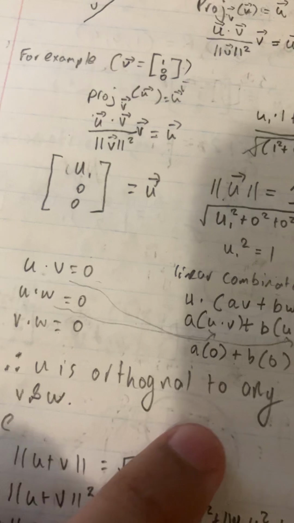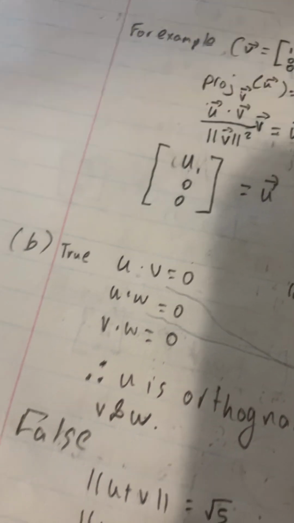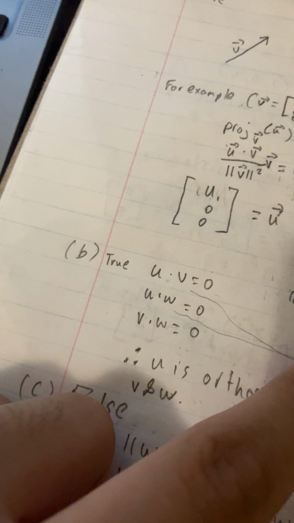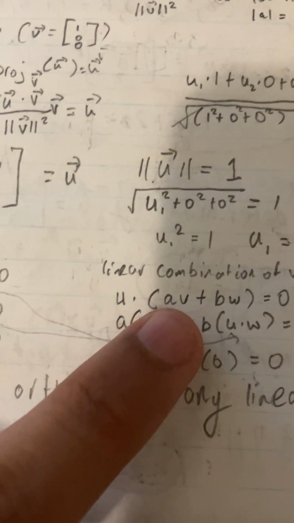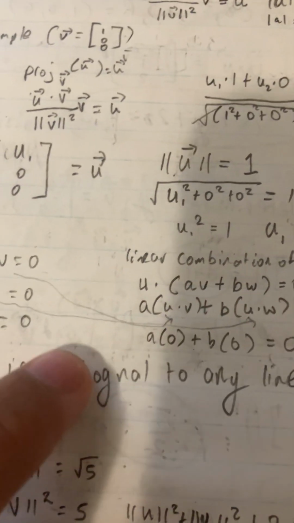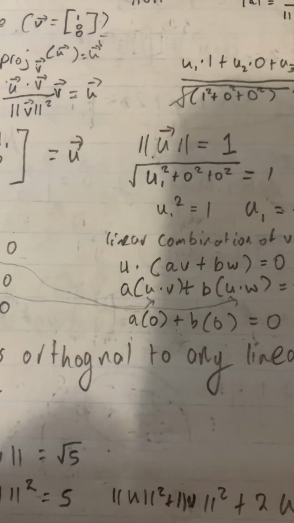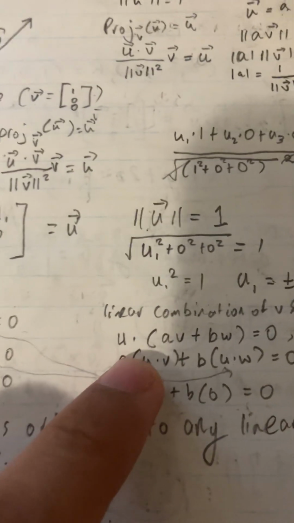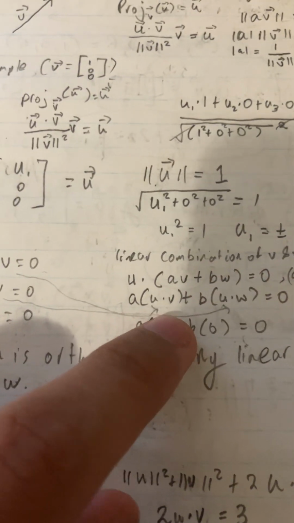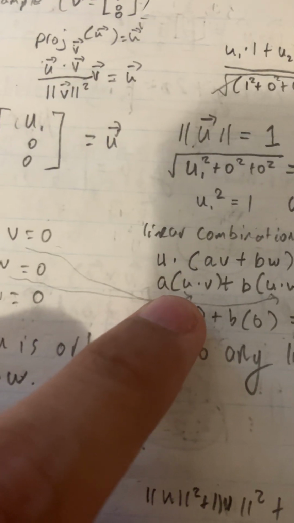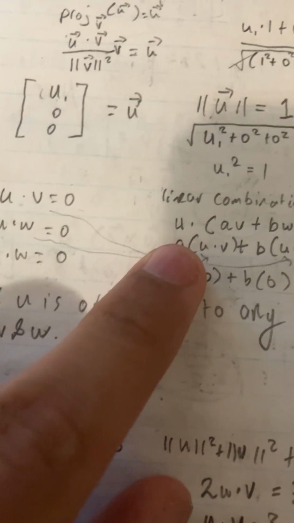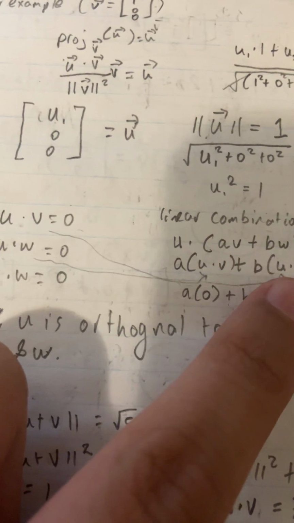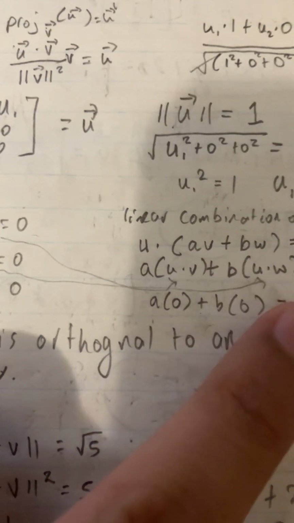And basically, from the properties of the dot product, we can take A out, and we can multiply U in. We can distribute U into both this and this, right? So U dot V times the scalar A plus B times U dot W is equal to 0.